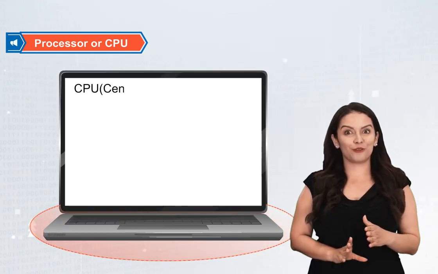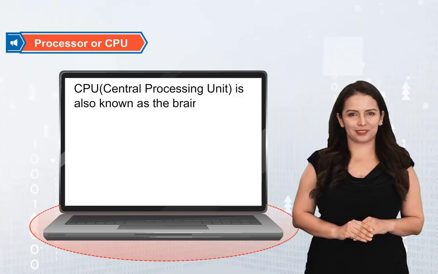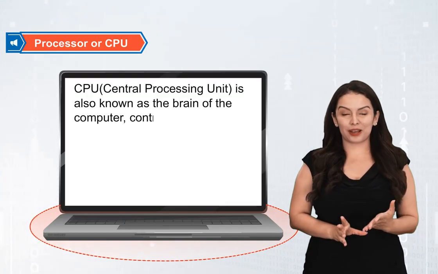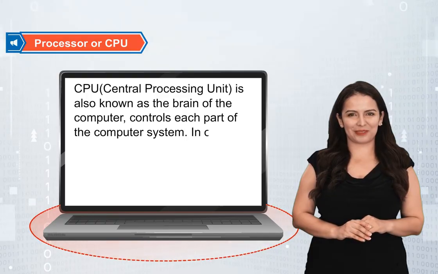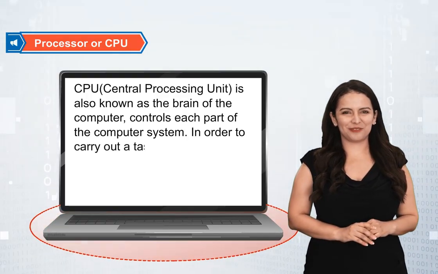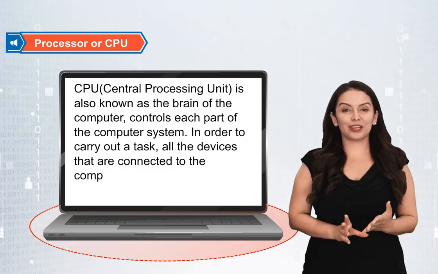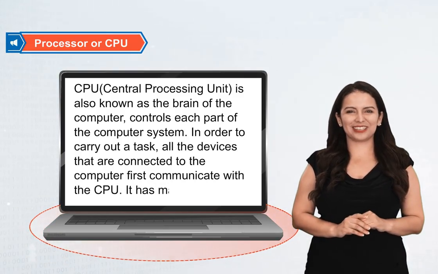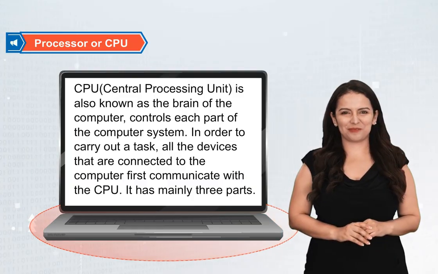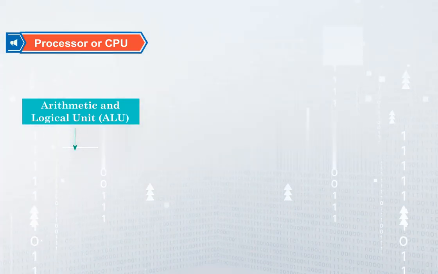Processor or CPU. CPU, Central Processing Unit, is also known as the brain of the computer, and controls each part of the computer system. In order to carry out a task, all the devices that are connected to the computer first communicate with the CPU. It has mainly three parts: Arithmetic and Logic Unit, ALU.